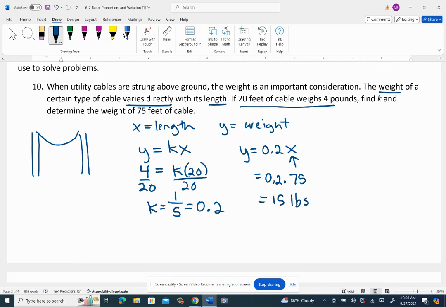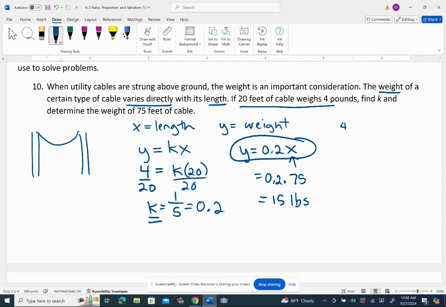Okay, all right, so I did it that way because they asked me to. They said, find K, so here's K, and then use that to write your variation equation, and then you can just plug the 75 in to the appropriate spot. But really, I could have used a proportion here.